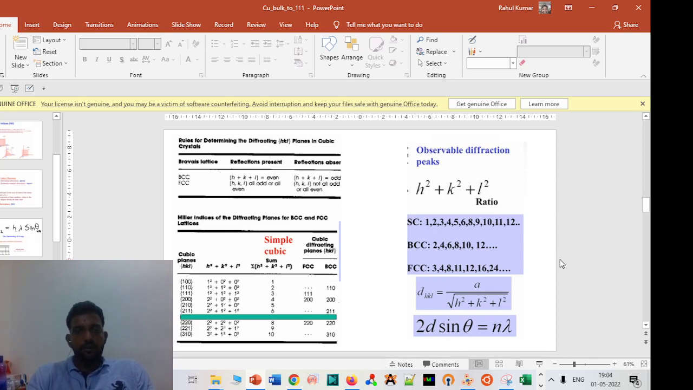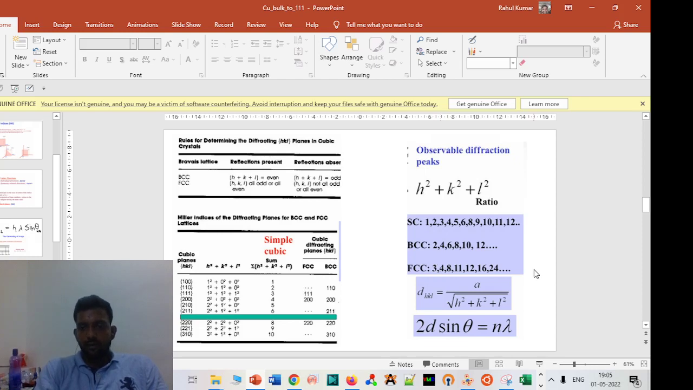And here, for BCC, if the sum of hkl is even, then you will see diffraction, but when it is odd, you will not see any kind of reflection. So it means for an FCC structure we will have reflection when the number is 3, 4, 8, 11, 12, 16, 24. But in general, 12, 16, 24 will be very low intensity peaks, so it is very unusual that you will match them. But yes, the maximum intensity will be of the 1, 1, 1 plane. So that is 3, and then other intensities will also be obtained.